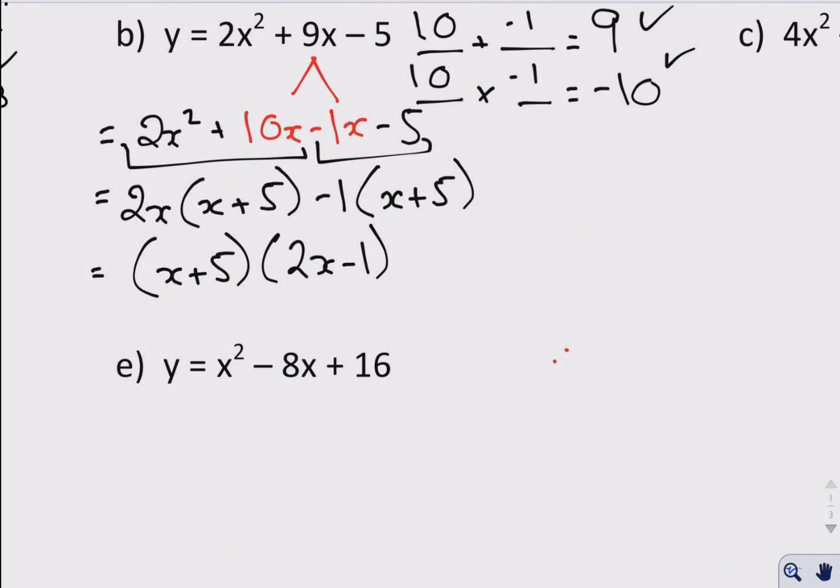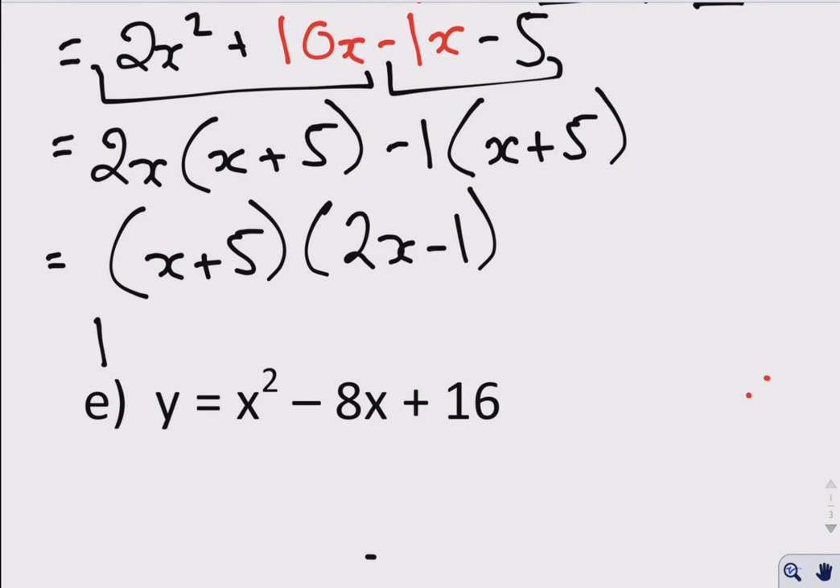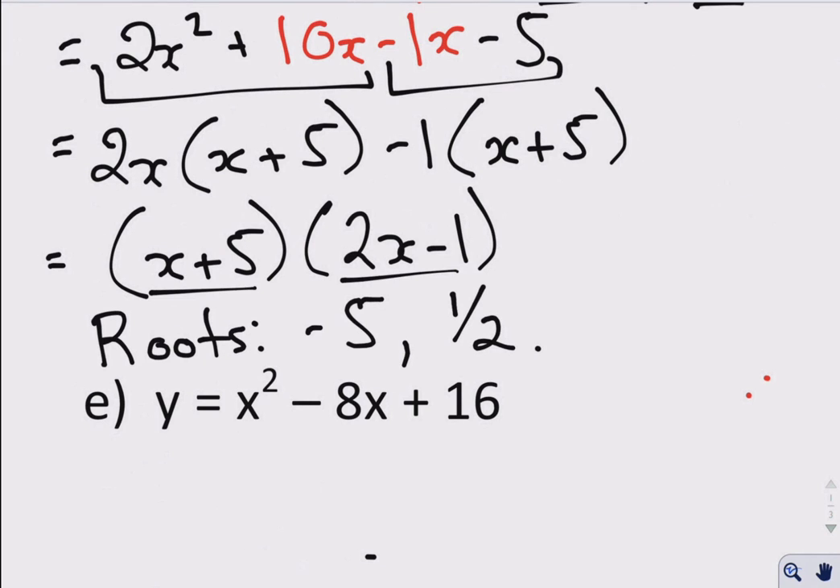Therefore, my roots, well, again, look at what makes the first term 0. In this case, it's -5. And in the second case, it is 1/2. Okay.